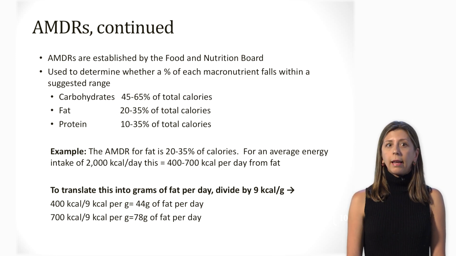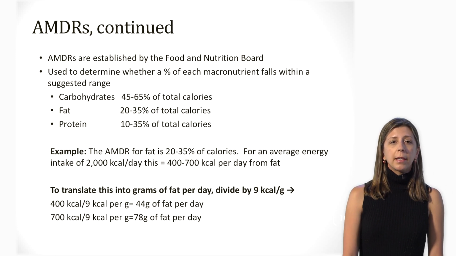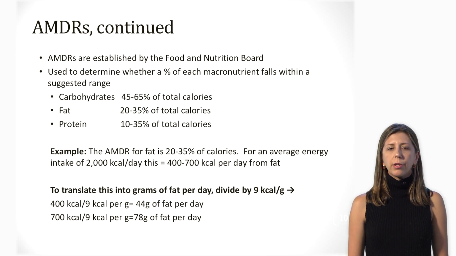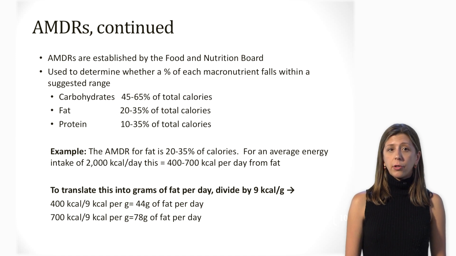So what does that mean? The AMDR for carbohydrates is 45 to 65% of total calories. For fat, which is our other main macronutrient, it's 20 to 35% of total calories. And finally, for protein, it's 10 to 35% of total calories. So let's put this into context a little bit more now that I've given you these broad ranges, right? For example, the AMDR for fat, as I just told you, is 20 to 35% of calories.